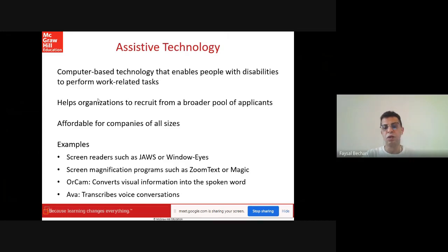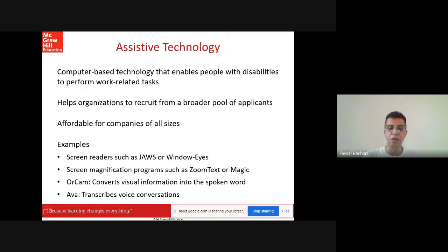It helps organizations to recruit a much broader pool of applicants, because in the early days somebody who had a hearing problem or vision problem was not able to be hired because they couldn't see well or couldn't hear well. Now with these tools, these disabilities are mitigated and became very minimized. So these tools give you a better and broader pool of applicants. And these apps are affordable for companies of all sizes.